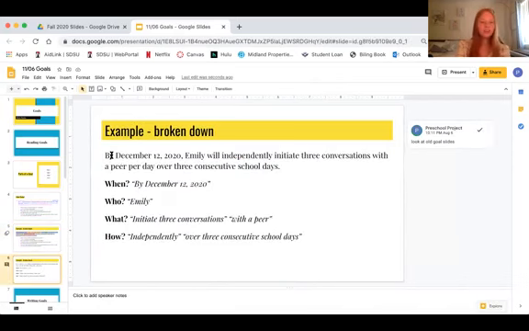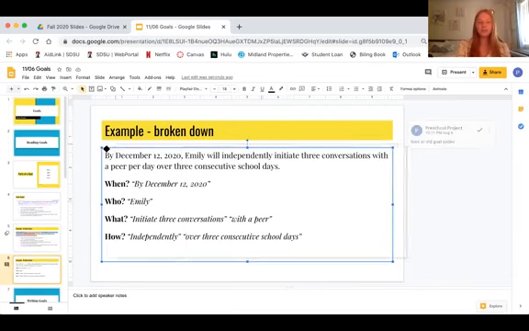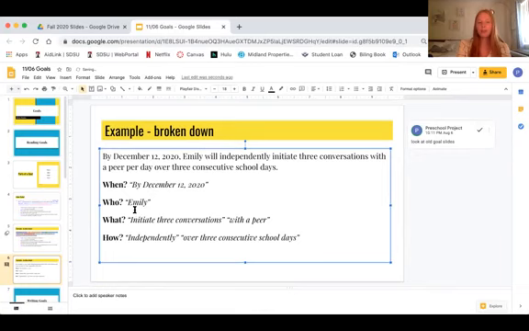So this is another example broken down just by the when, who, what, how. So the when is by December 12th, 2020. The who is Emily. The what is initiate 3 conversations with a peer. And the how is independently and over 3 consecutive school days. I think also we can include here as measured by clinician data, which we added on the last slide.